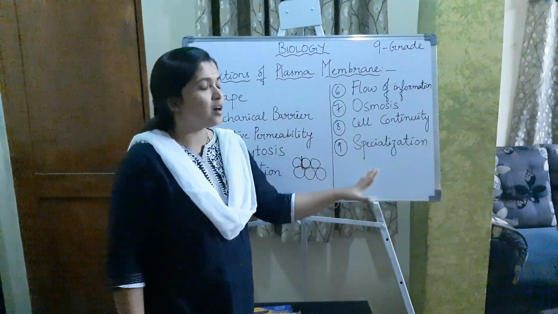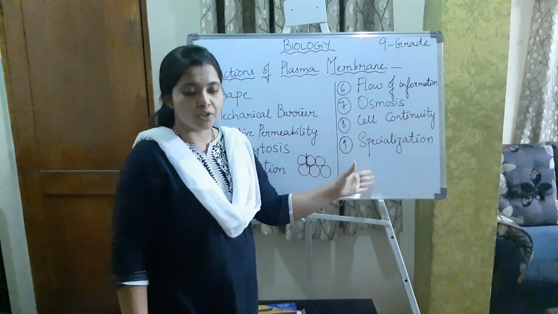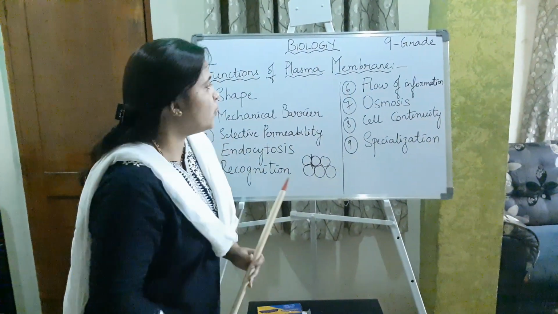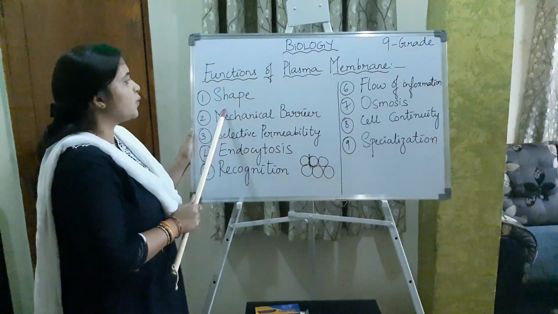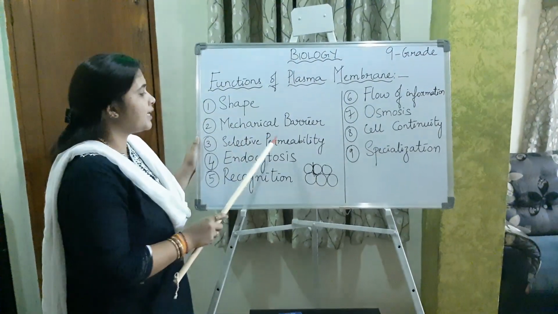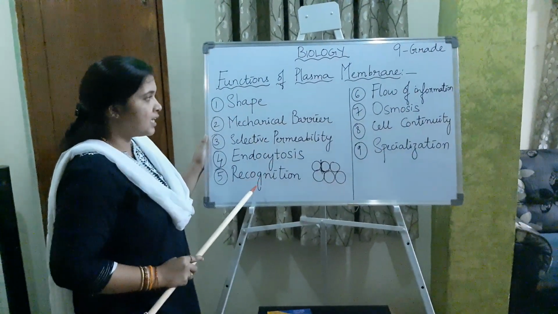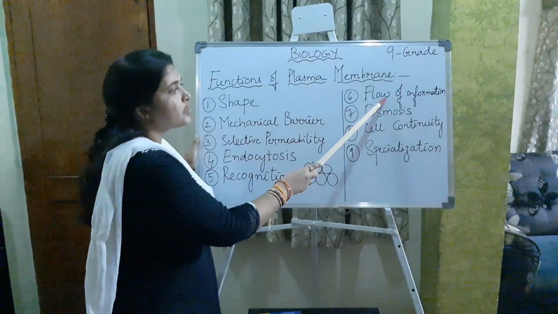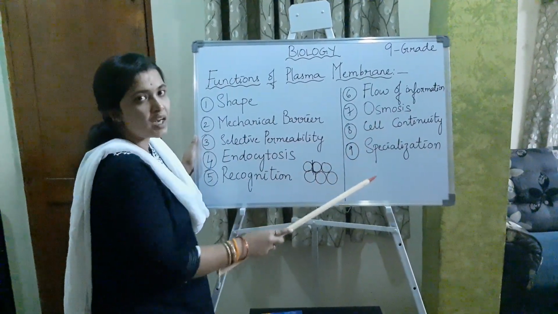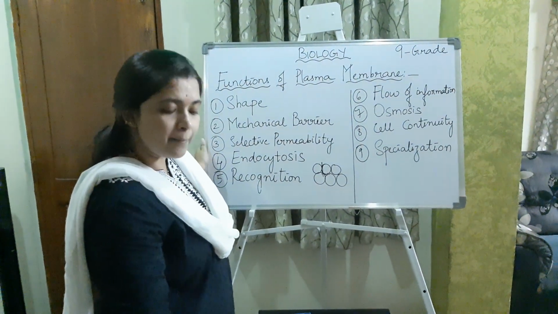So this is the brief account of all the functions of plasma membrane, children. Once again I wanted to say: the first one is shape, then mechanical barrier, selective permeability, endocytosis, recognition, flow of information, osmosis, cell continuity and specialization. So these are the functions of plasma membrane.